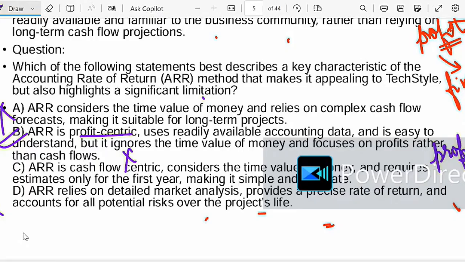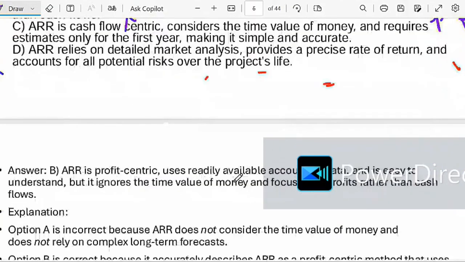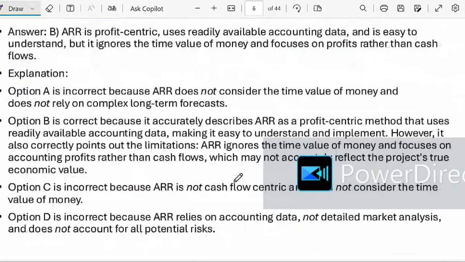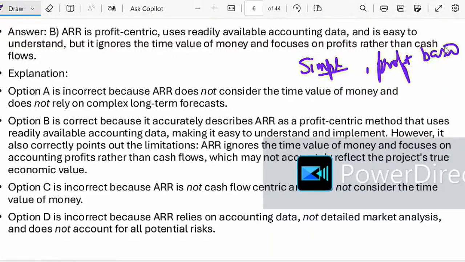In examination, they ask you questions like limitations and merits of ARR. So what is the learning from this question? The accounting rate of return method is simple, it is profit based, and easy to calculate. However, ARR ignores the time value of money, which makes it less accurate for evaluating long term projects.